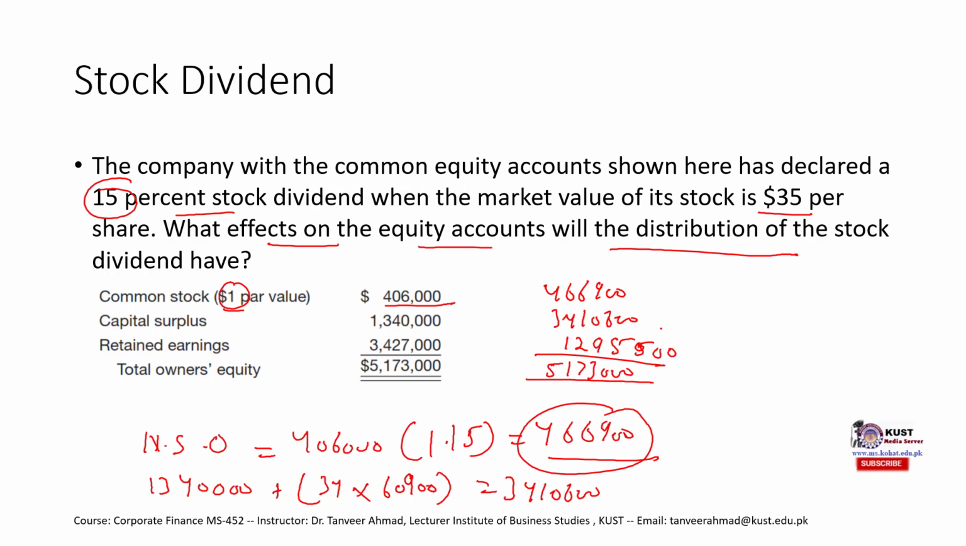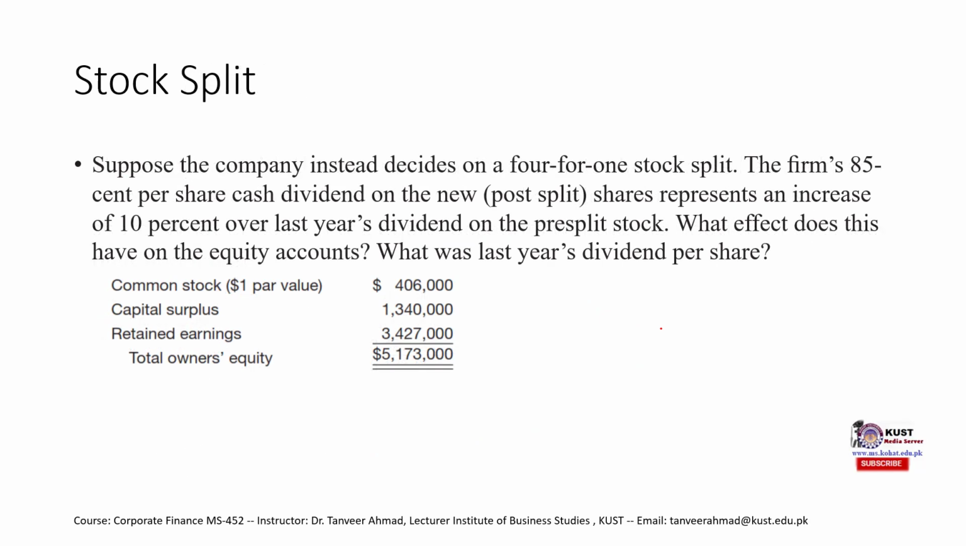Right. This is the last question. Suppose the company instead decides on a 4-to-1 stock split. The firm's 85 cents cash dividend on the new post-split shares represents an increase of 10% over the last dividend.